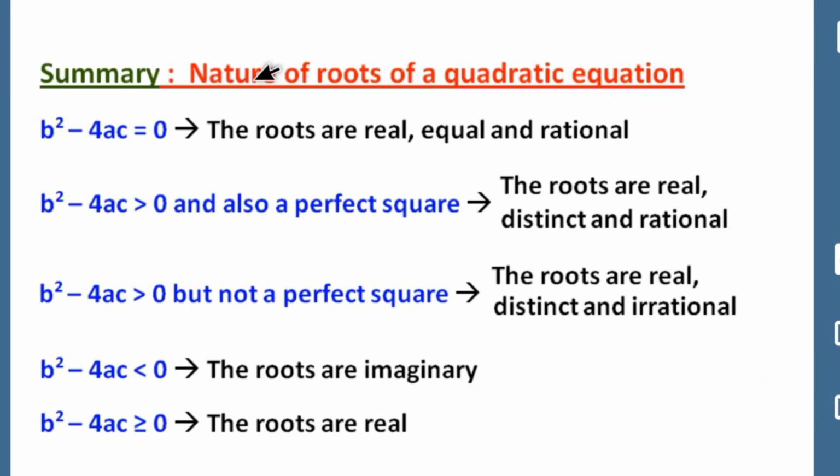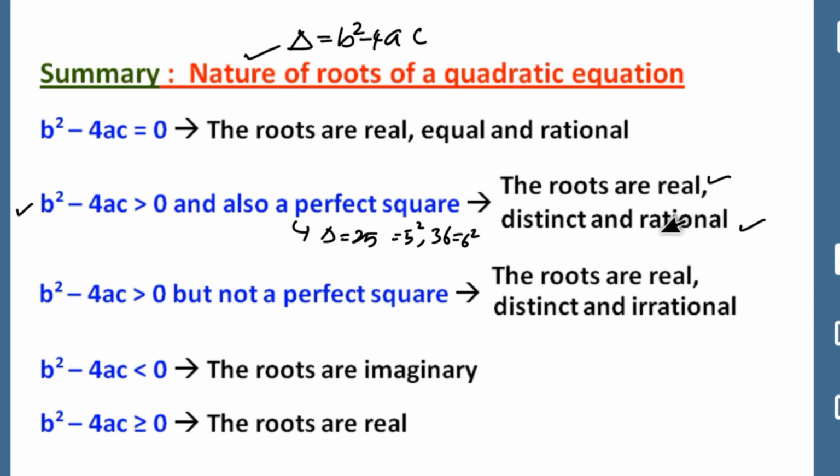Okay, last concept, nature of the roots of quadratic equation. So nature always depends upon the discriminant delta. Delta equals to b square minus 4ac. If b square minus 4ac is greater than 0, see first one, greater than 0 and perfect square. Perfect square means delta is equals to 25, means 5 square. Delta equals to 36, 6 square. Then roots are real and distinct rational. Okay, if delta greater than 0 but not perfect square, then roots are real, distinct and irrational.